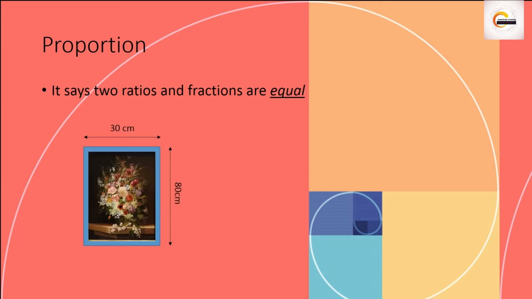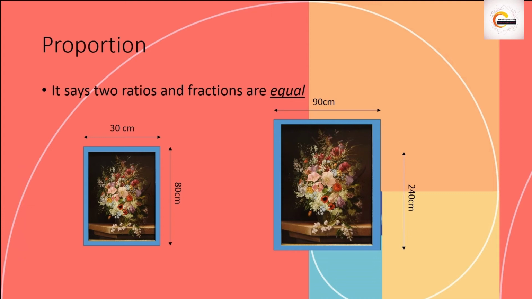Like in this picture, we have increased the size of the picture, or we can say that we have scaled up picture A to scale B, but the ratio between the length and the breadth remains the same. That is 3 upon 8.